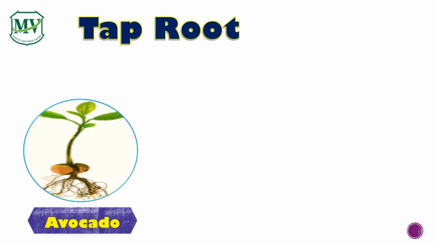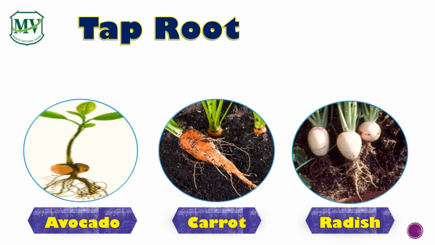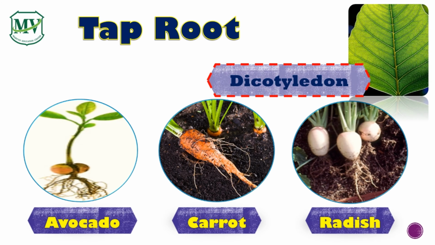Here are some examples of plants that have a taproot: avocado, carrot, and radish. They say that all dicotyledon plants have taproot. They have a wide leaf and reticulate venation.